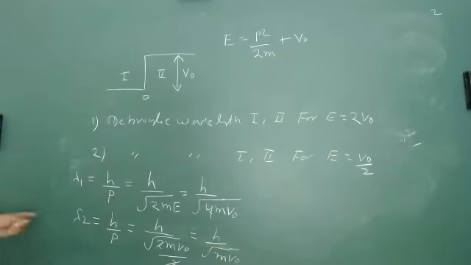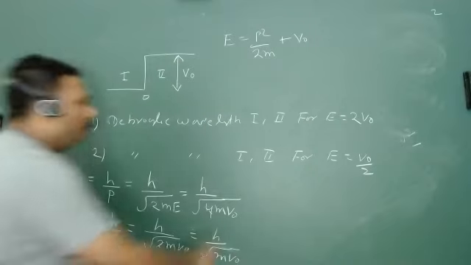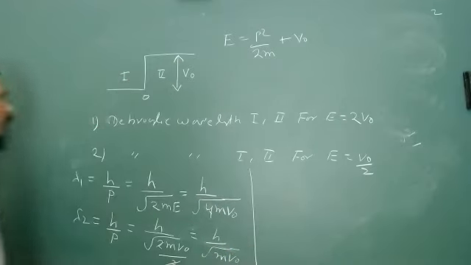So where is the de Broglie wavelength higher? Obviously, in the second region the de Broglie wavelength is higher, and in the first region it is smaller, isn't it? Yes. Now let's go to the second problem. This is your first problem.